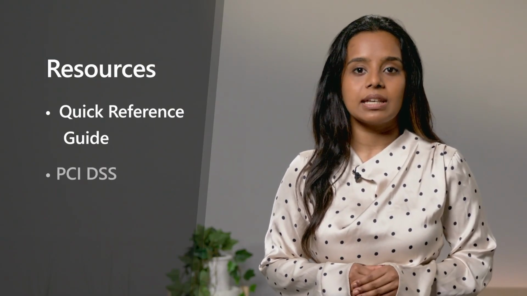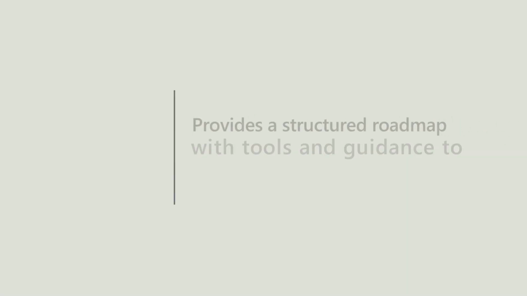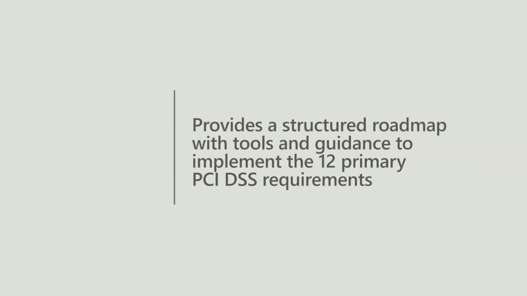In addition to this guide, Microsoft provides a specialized Azure Security and Compliance PCI DSS blueprint. The blueprint offers a practical roadmap with templates, reference architectures, automated scripts, and deployment guidance. It provides the tools and guidance necessary for implementing the PCI DSS framework's 12 primary requirements. These 12 requirements are grouped into 6 security goals. Here's a breakdown of these and how they apply to managing compliance in Azure.